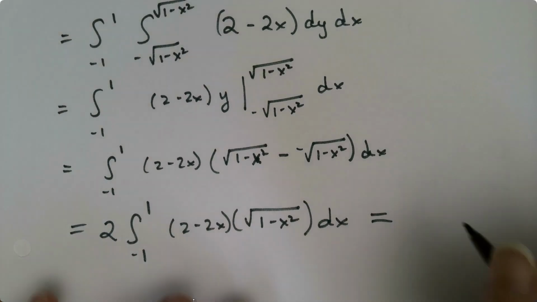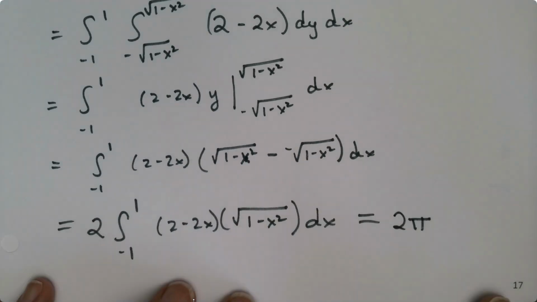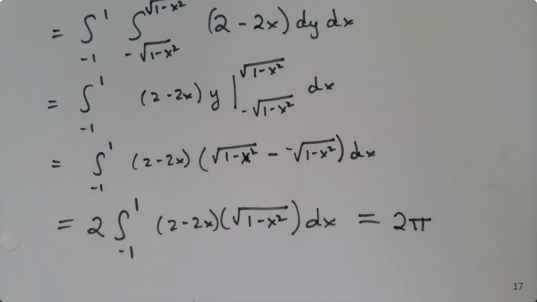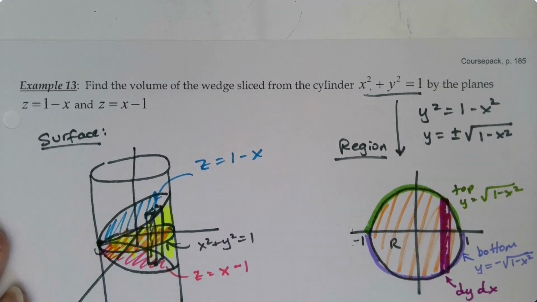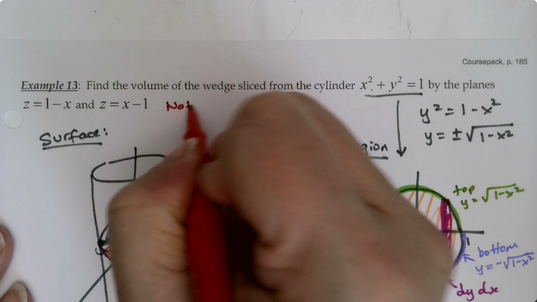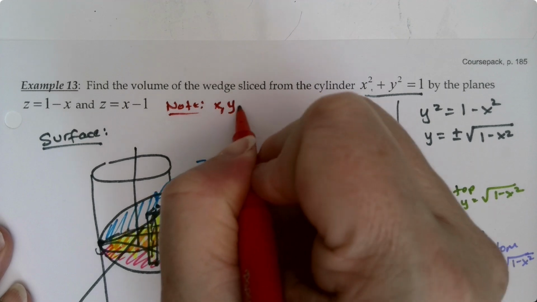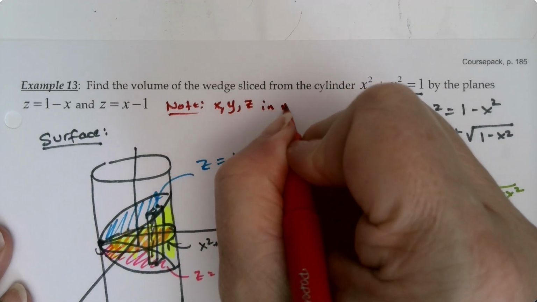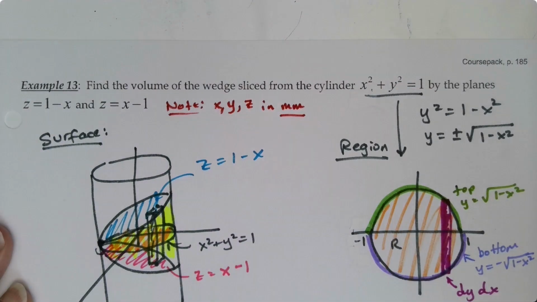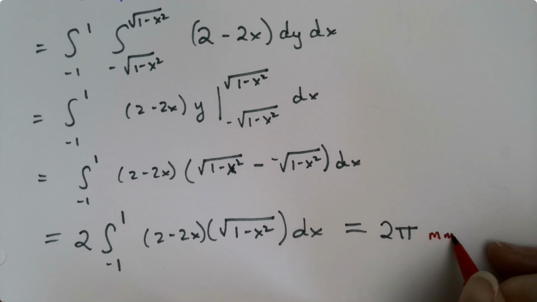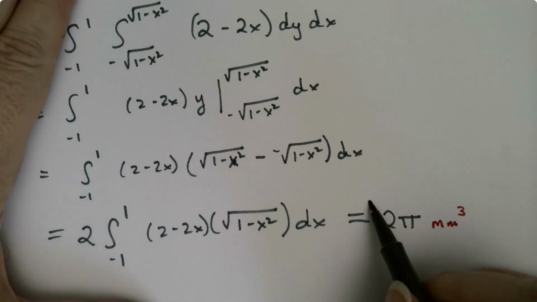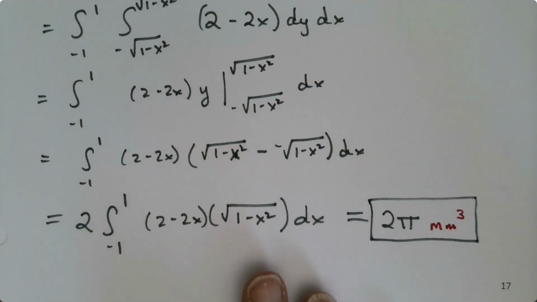So I would say this is 2 pi. Oh, let's give it a unit. So let's pretend it was millimeters. I don't think I've used millimeters yet. So we're just going to throw this up here: x, y, z in millimeters. So if they were in millimeters and we just found the volume, it'd be millimeters cubed.